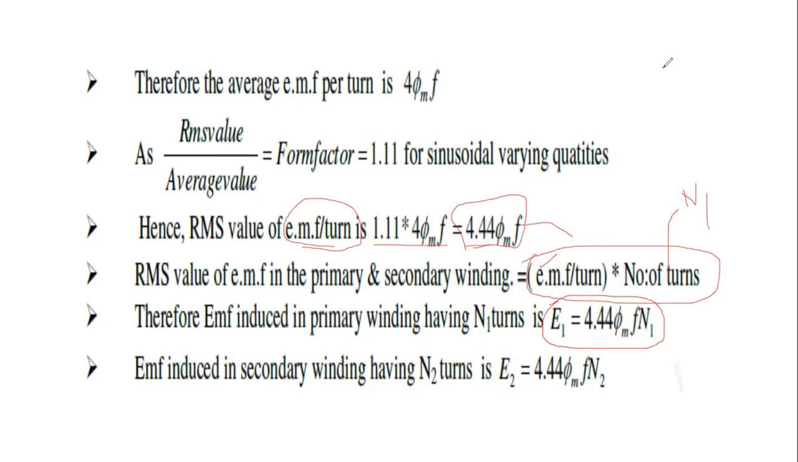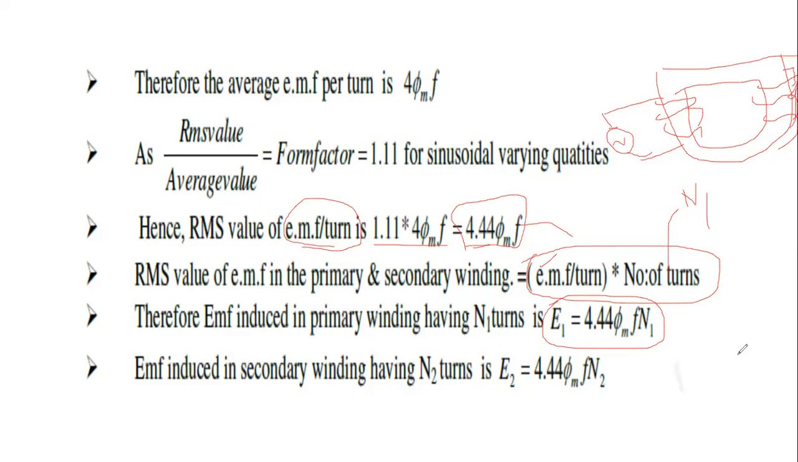What is the transformer diagram? This is the rectangular core. In that rectangular core, on one side we connect the primary winding and on the other side we connect the secondary winding. The primary winding is given to the AC supply and the secondary winding is given to the load. This is the load.